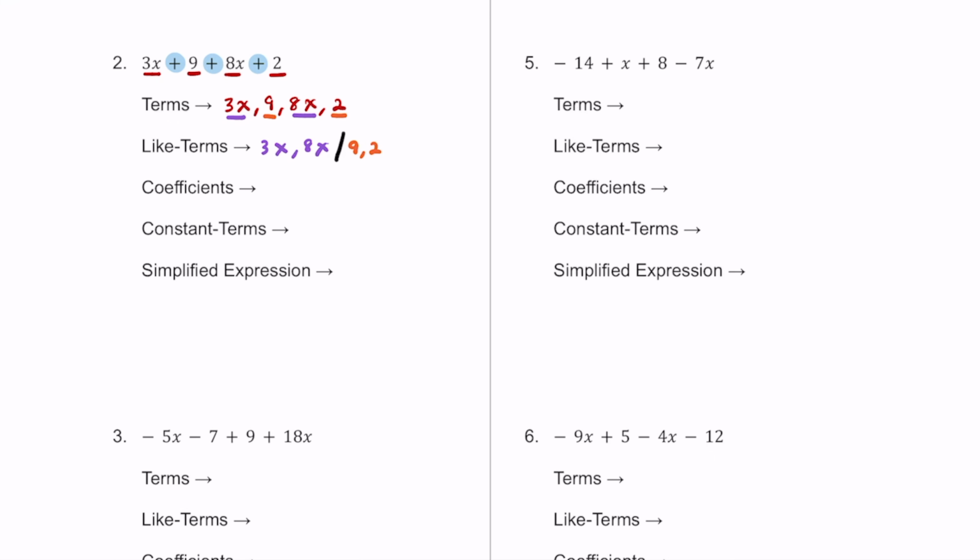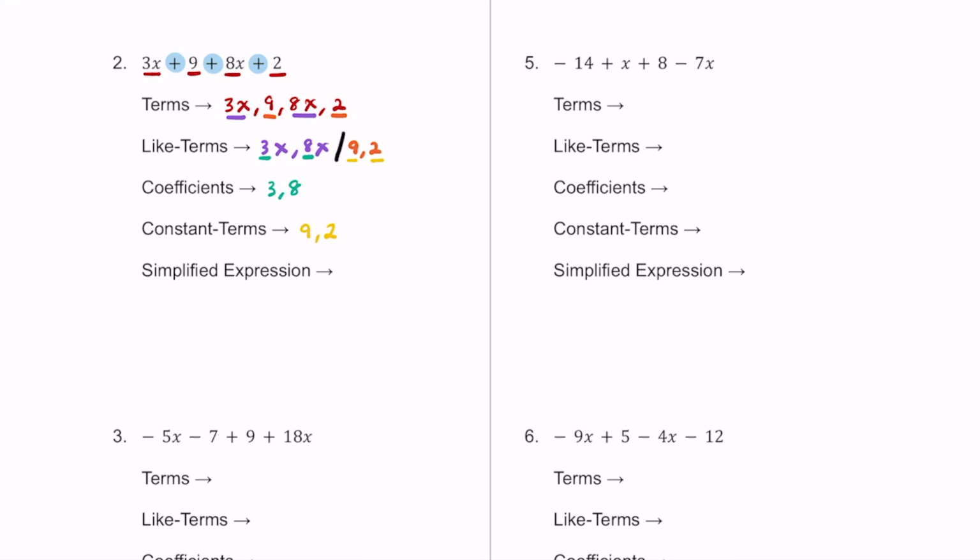What about coefficients? Well, coefficients are just the numbers that multiply by the variables. So coefficients here, we have our 3 and we have 8. Those are the numbers that are separating them. And then for constants, well, constant terms are just numbers that are by themselves. They constantly stay the same. They don't change their value because they don't have a variable. So we have 9 and 2. Okay, so those are our constant terms right over there.